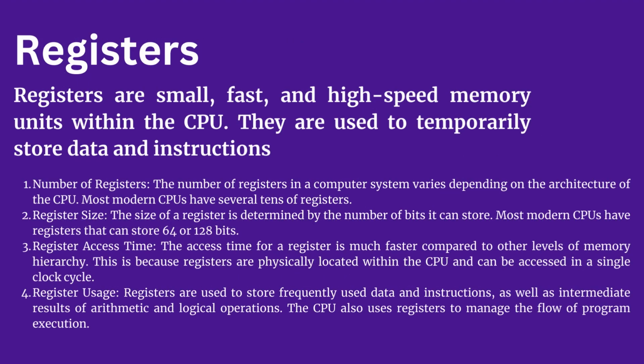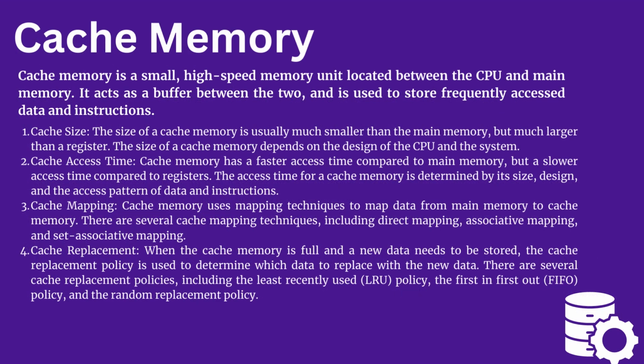Now we move on to registers. They are small, fast, and high-speed memory units within the CPU. They are used to temporarily store data and instructions. The next is cache memory. You all must be familiar with this memory. It is a small high-speed memory unit located between CPU and main memory. It acts as a buffer between the two and is used to store frequently accessed data and instructions.